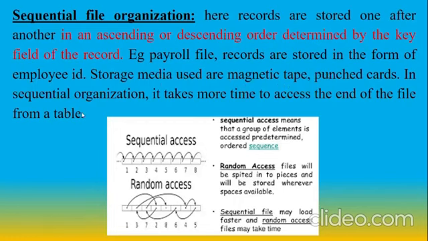In sequential organization, it takes more time to access the end of the file from a table. That means in sequential file organization, the records are stored one after the other. Here you can see the records are stored in order. So if you want to access the last record from this file, we have to first access record 1, then 2, and like that each record one after the other until we reach the last record. That is why it takes more time to access the end of the file. That means in sequential file organization, the direct file accessing method is not possible.